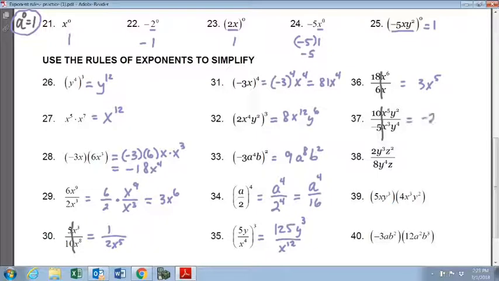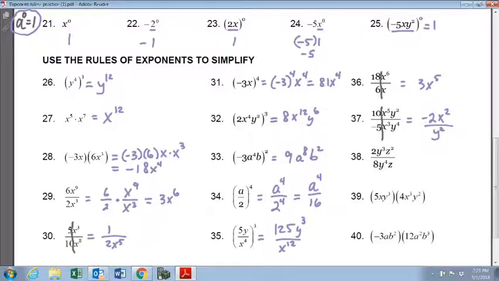Similarly, we get negative 2 on 37. X to the 5th over x cubed, subtract your exponents. We're using the quotient rule. We get x squared. Now be careful on the y's, because notice the 4, or the denominator, has the bigger exponent. So 4 minus 2 is 2. But we're going to put that y squared in the denominator.